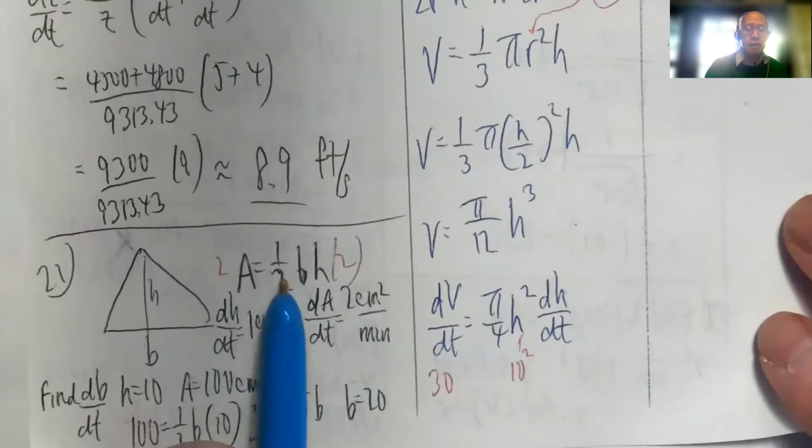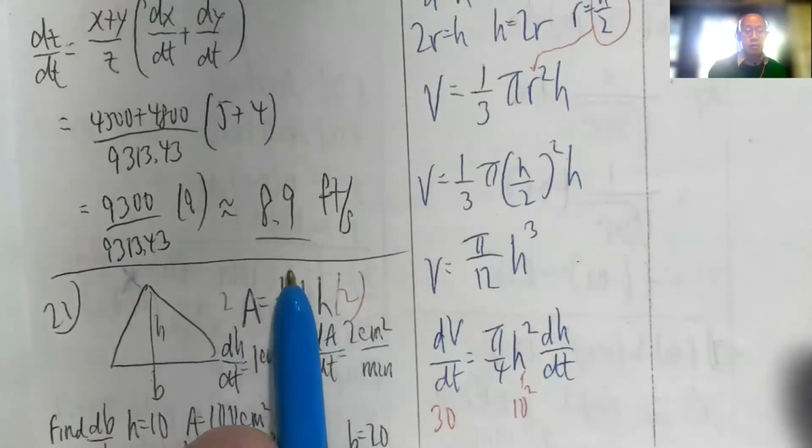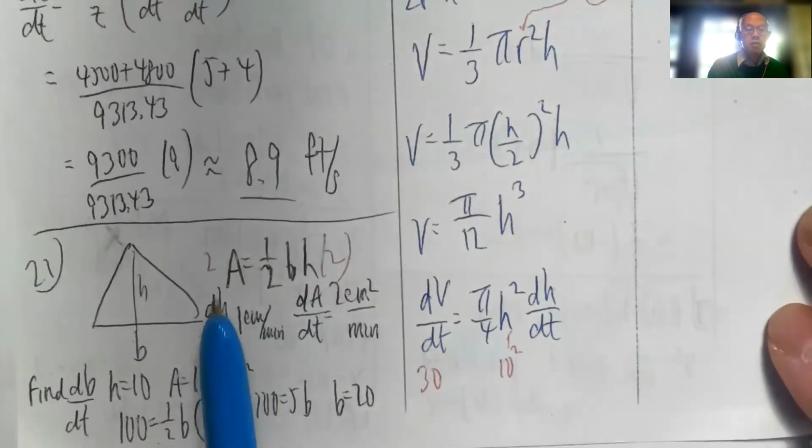Area of a triangle is 1/2 BH. I don't like the fractions. You can avoid the fractions by multiplying both sides by 2. So 2A equals BH.